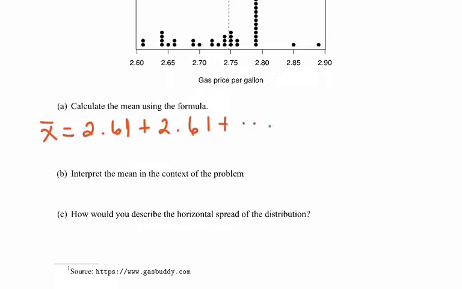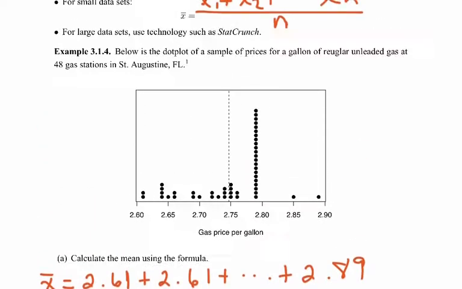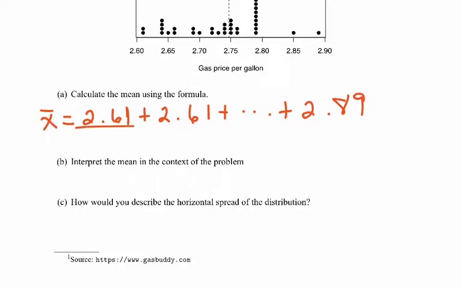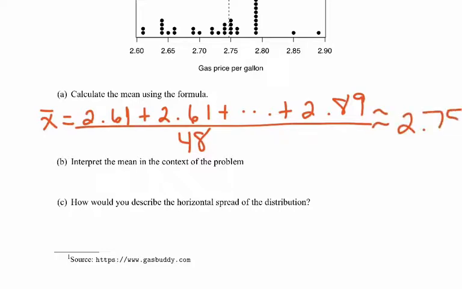Dot, dot, dot, I'm not going to write all these out, up to the highest value, which is $2.89, and there were 48 gas stations, so we have 48 points in our data, so we're going to divide all of that by 48. Again, you're not going to have to do this by hand, I just want to give you a quick example. This gives me an approximate value of $2.75. So the mean price of gas for this sample is $2.75.